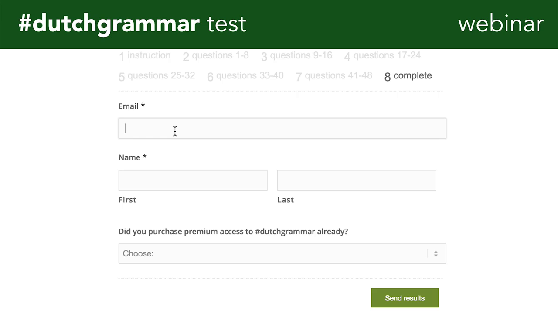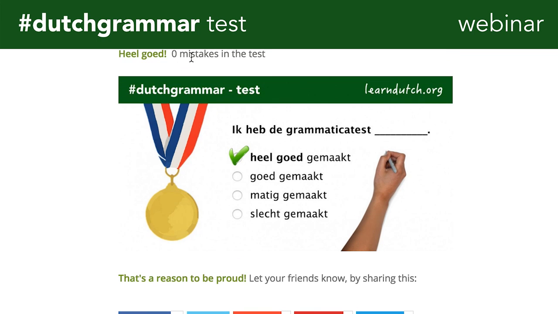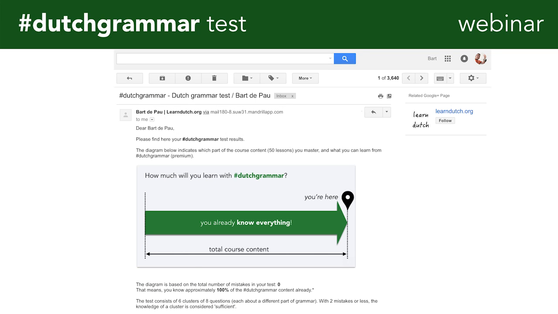Now, let's complete our details to see if indeed we made the test without mistakes. It will send the results by email. I'm going to open my inbox on a screen that you cannot see because I don't want the context of my inbox to be visible. Well, now I open the mail. Now I can show it. Here it is. Excellent. 0 mistakes in the test. We did a good job.